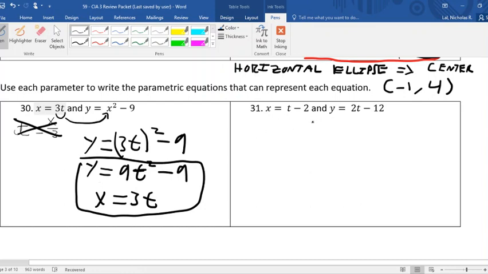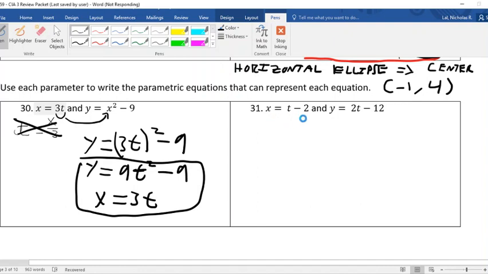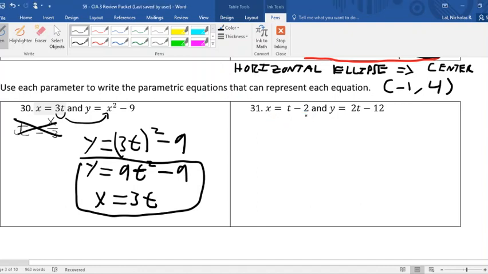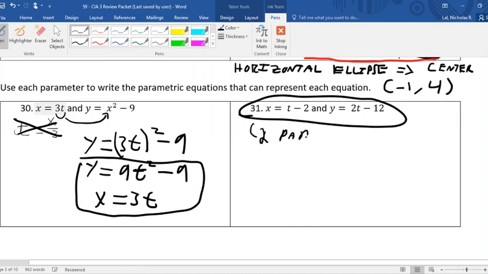Here, x is equal to t minus 2, and y is equal to t squared minus 12. So in this case, you already have two parametric equations. The parametric equations are already represented.